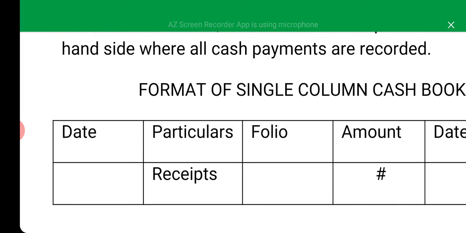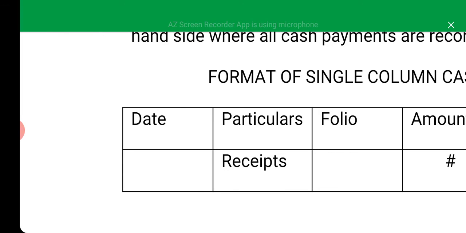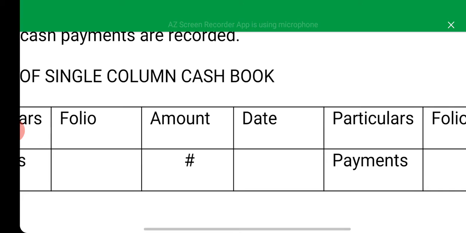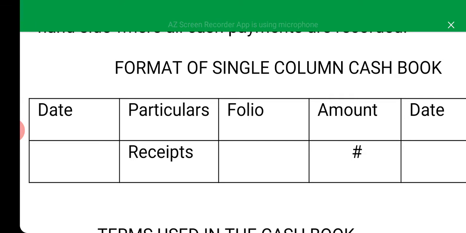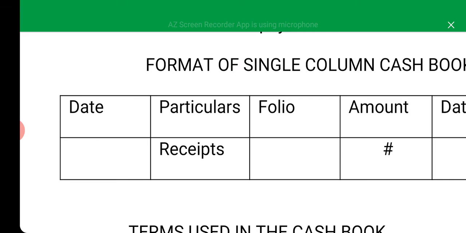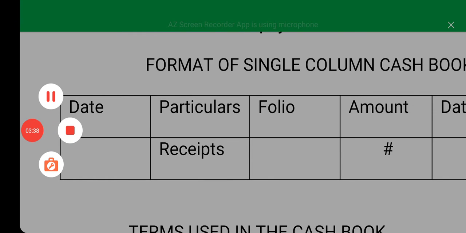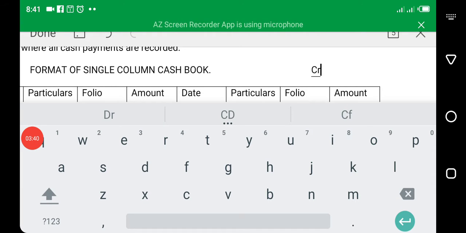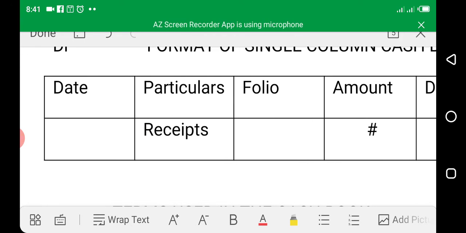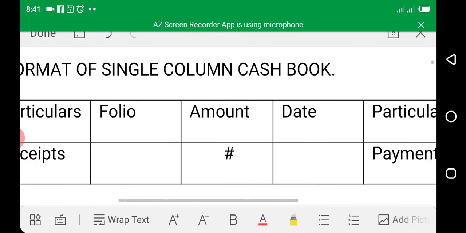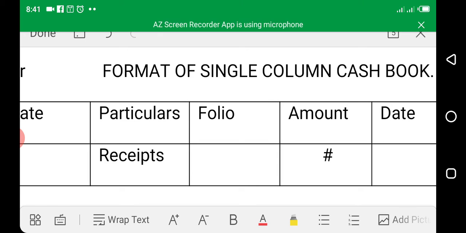Like I said, it has two sides, debit and credit sides. So it has two sides, as I've said earlier: the debit side and the credit side. So the headings will be there, format of single column cash book.